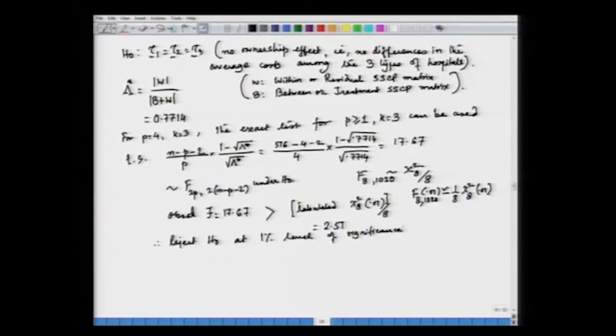And conclude that the average costs, at least the four types of costs that we have considered, do differ depending on the type of ownership, which is somewhat logical.